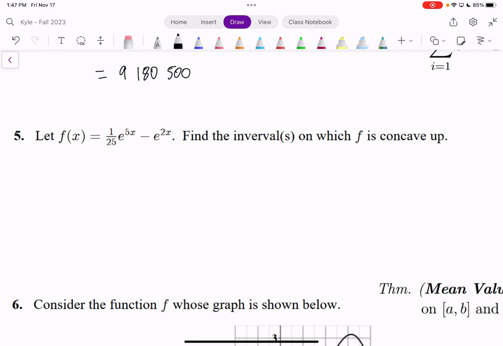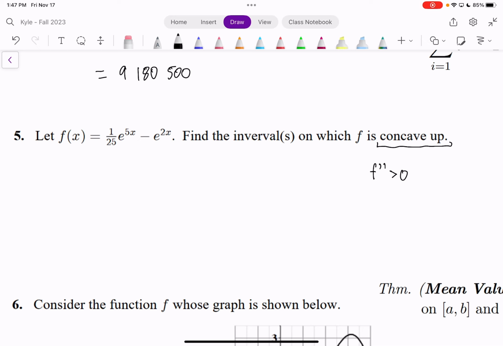So we've got another question here. Number 5 says we're going to let f be equal to the function 1 over 25 e to the 5x minus e to the 2x. And the question asks us to find the intervals on which f is concave up. So let's remind ourselves, what does it mean for a function to be concave up? A function is concave up if its second derivative, so if f double prime is greater than 0.